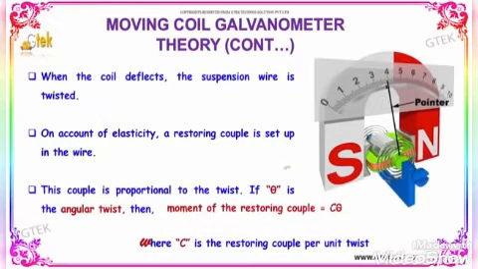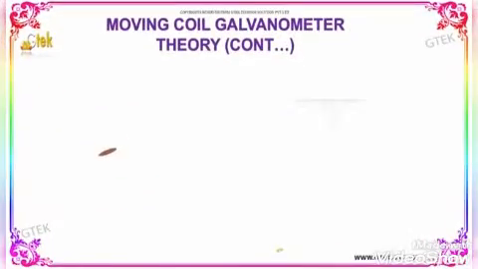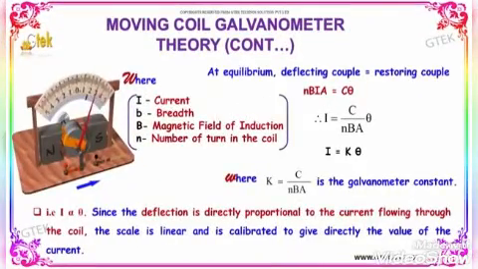When the coil deflects, the suspension wire is twisted. On account of elasticity, a restoring couple is set up in the wire. This couple is proportional to the twist. If theta is the angular twist, then the moment of the restoring couple is equal to C theta, where C is the restoring couple per unit twist. At equilibrium, the deflecting couple is equal to the restoring couple. Here you see how much it is deflected, it is restoring and it is going back.